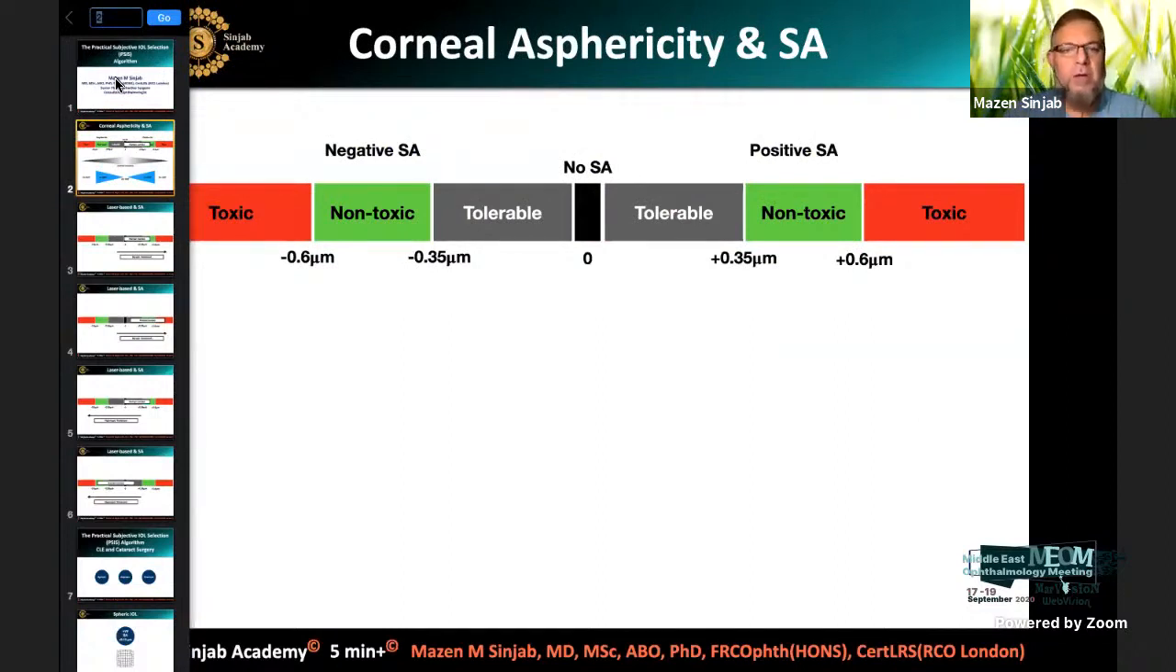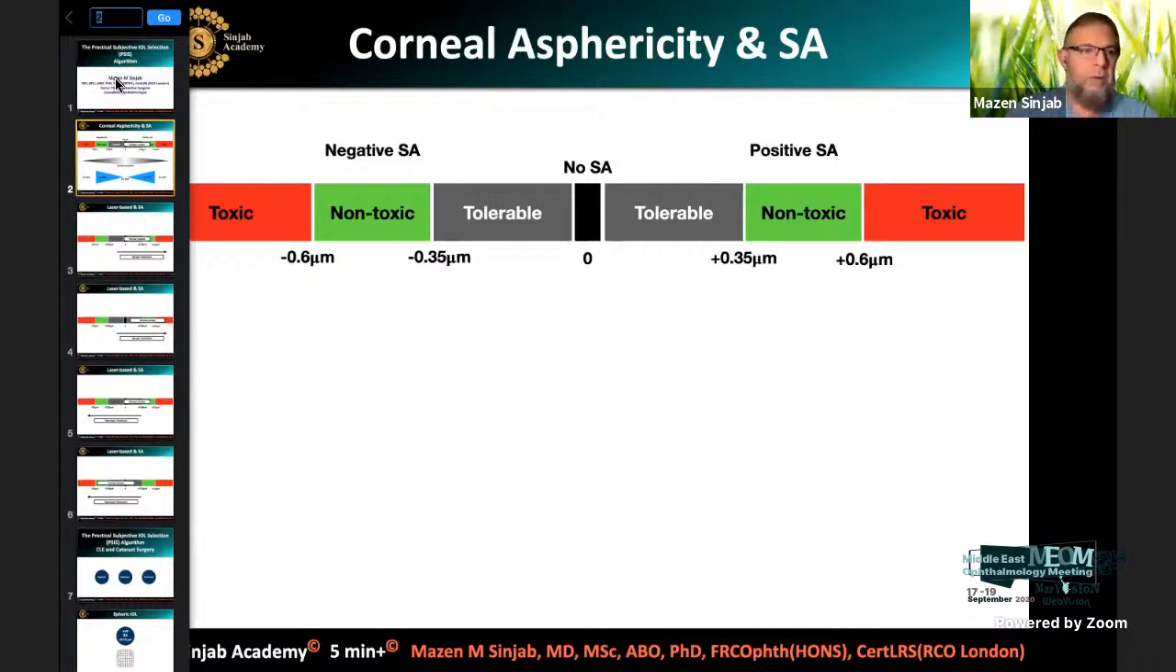Now, as we know, the cornea has an aspherical shape, usually prolate, which means that it is not a sphere. We can classify the spherical aberrations into no spherical aberration, as you see in the middle, and tolerable spherical aberration, which extends between 0 and 0.35 in the plus and minus directions. Non-toxic spherical aberration, which is in the green zone, is between 0.35 and 0.6 microns in both directions, and the toxic, which is more than 0.6 microns in both directions. When the spherical aberration is plus, I mean it is positive spherical aberration, and vice versa.